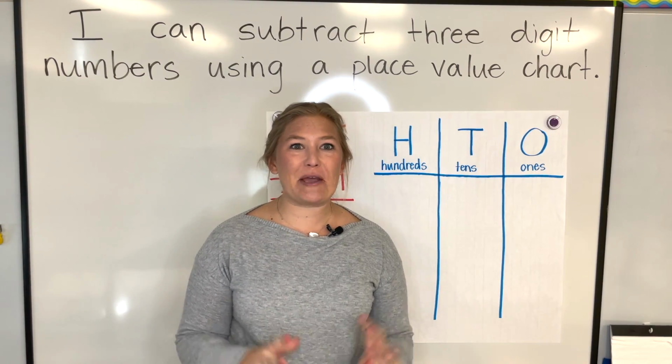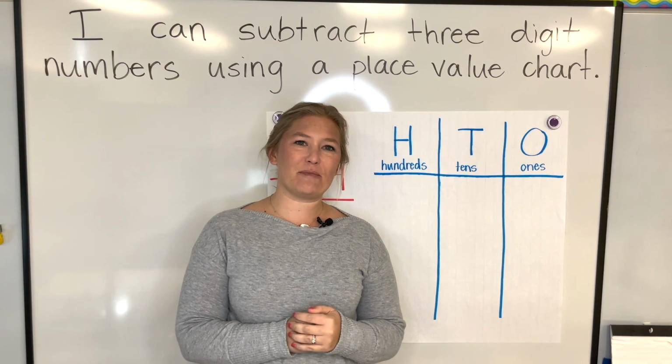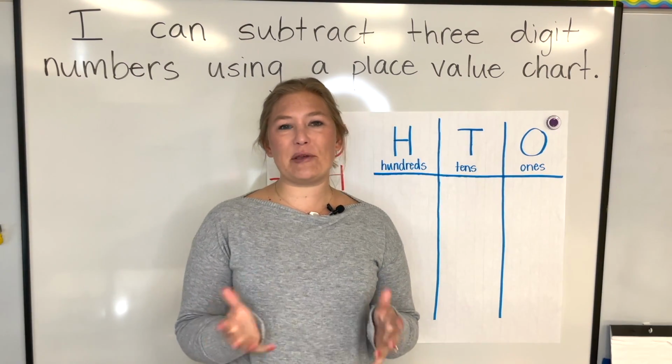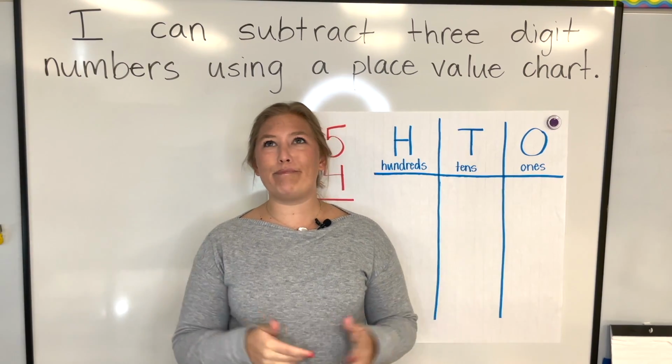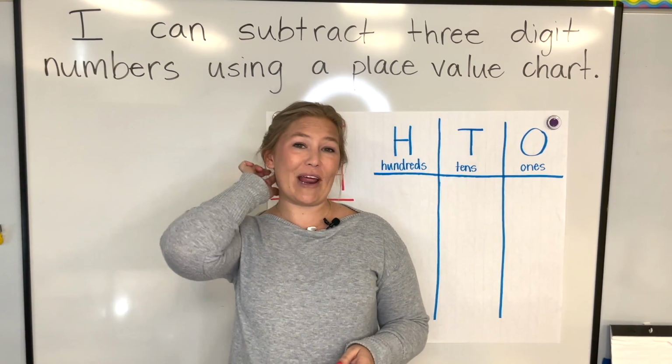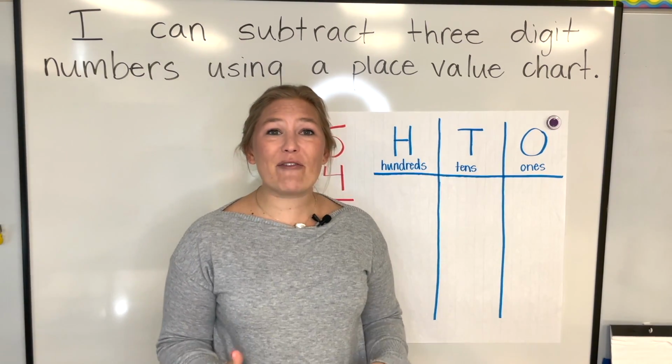Today we're going to be talking about subtracting 3-digit numbers using a place value chart. All you need is a piece of paper, maybe two, and a pencil or a pen or a marker or a crayon, whatever you have to write with at home. Okay, let's get started. First, we have our I can statement.